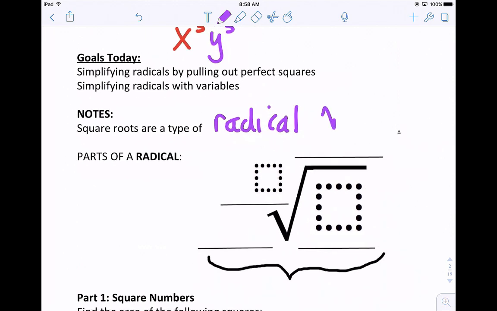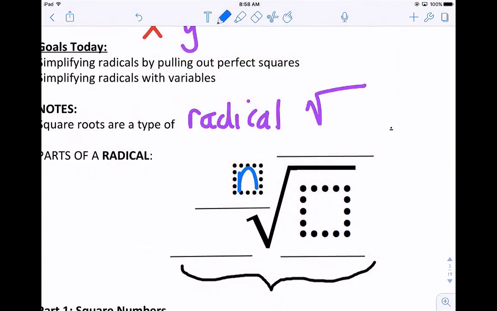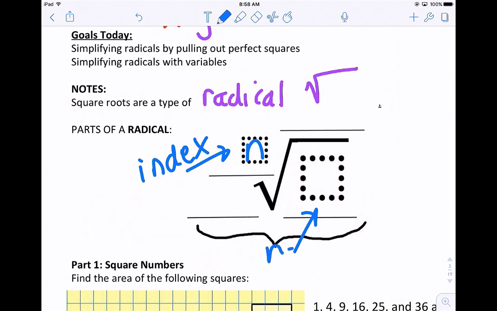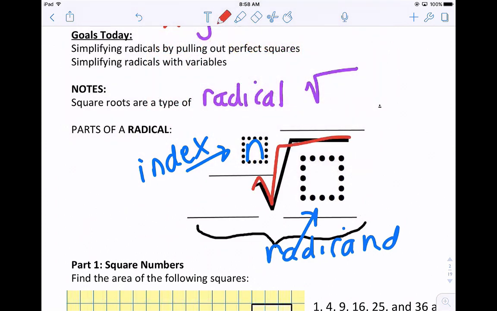When you see that square root sign, that is actually called a radical. So the different parts of a radical: if there's a number here, this is called your index. Usually for a square root, the index is not written because it's so common, so usually you don't see a number there, and that means a square root. The thing under the radical is called a radicand. And the square root sign itself is called the radical.